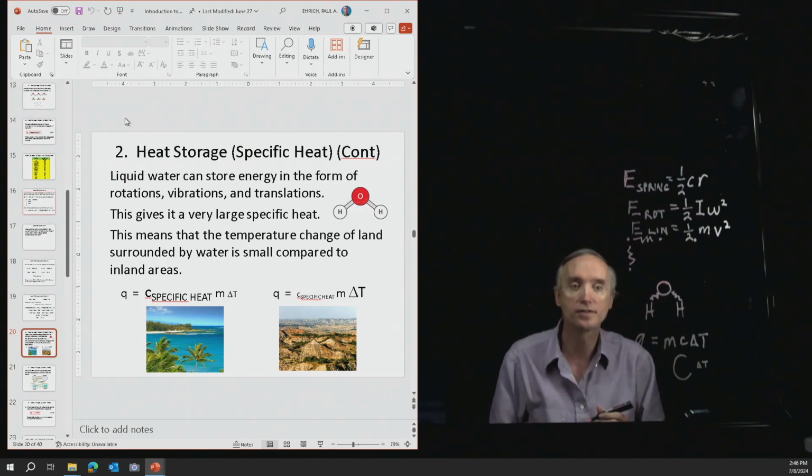Okay, let's take a break and let's apply this to climate.